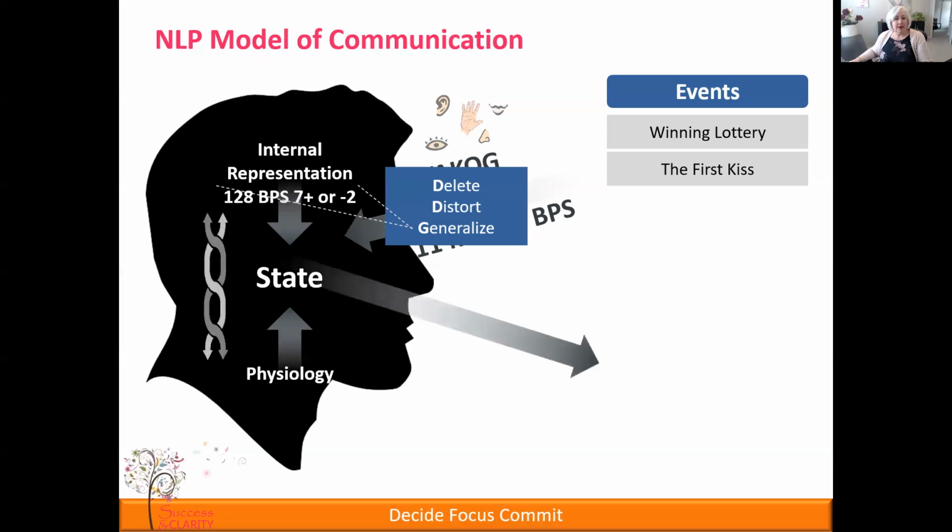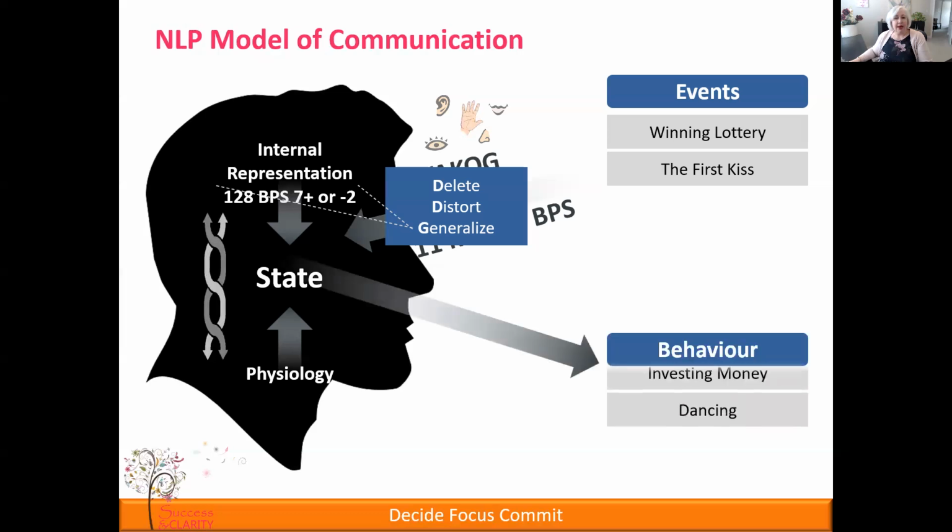Okay. And so what happens is an event happens, you remember it, it goes through your filters, all the information comes in, goes through everything differently, and you have a result. So what we're going to do is change the way that you think about it. So for example, in this situation, the first kiss, the memory of your first kiss.